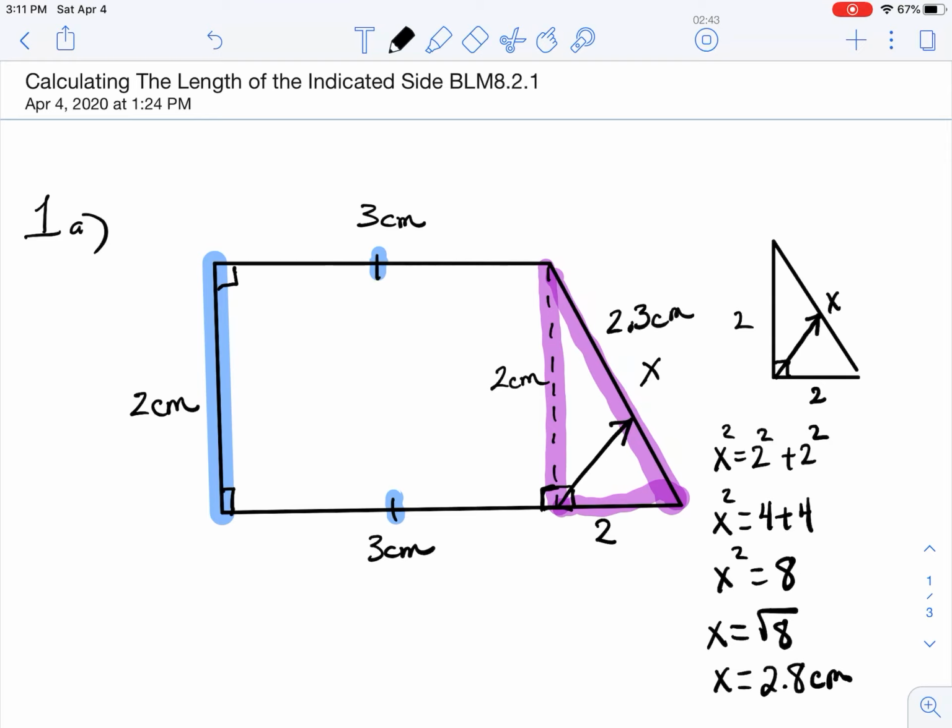And we have calculated the length of the indicated side using the knowledge of the Pythagorean theorem.